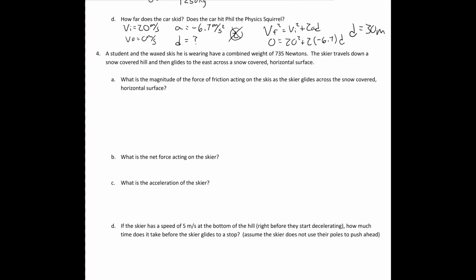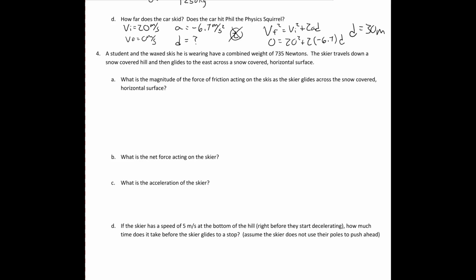All right, number 4. Is this the last one? Hey, look at that. The main event. A student and the wax skis he is wearing have a combined weight of 735 newtons. The skier travels down a snow-covered hill and then glides to the east across a snow-covered horizontal surface.